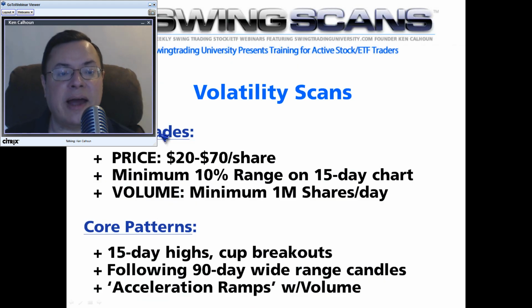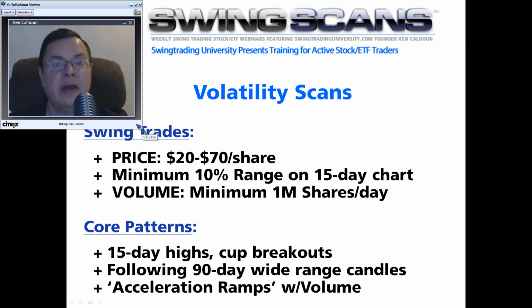A couple of quick guidelines for all of you. One of the things that I encourage you to do is make sure that you try and learn how to swing trade the markets with things priced minimum of $20, maximum $70 a share. Overall, usually $30 to $50 a share is a good middle range to work with. At least 10% price action on a 15-day chart. So say a $30 stock that goes to $33 a share or better. And volume of at least 1 million shares a day.